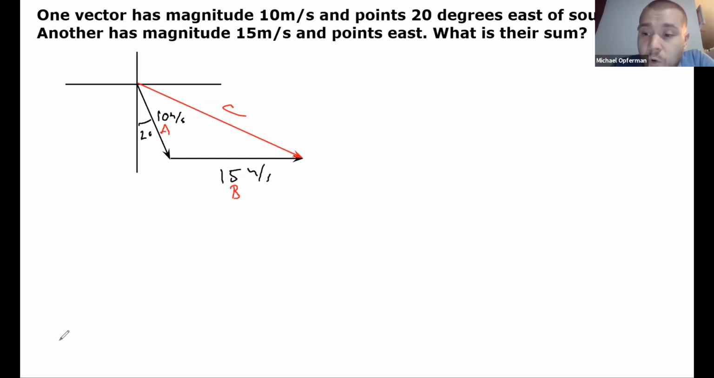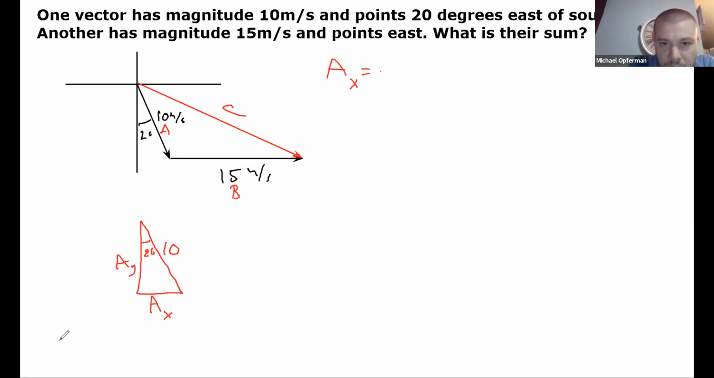Okay, so step one, we need to get all the components of all these vectors. So for vector A, I want to turn vector A into a triangle like that. The hypotenuse is 10. This angle here is 20. This is going to be AX on that side. This is going to be AY on that side. So this means AX is positive 10 meters per second times, it's opposite of the 20-degree angle, so sine of 20. And that is sine of 20 times 10, 3.42, positive.